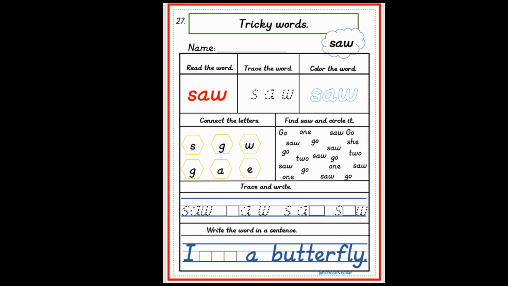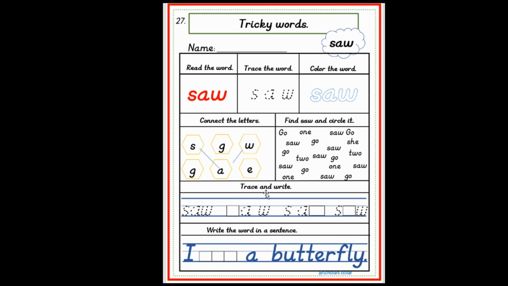Just like the previous worksheets, you're going to do tricky words with reading it, tracing it, coloring it, then connecting it. Saw, S, A, and W. Then you're going to find and circle the word. So anywhere you see saw, you're just going to go ahead and circle that like so.